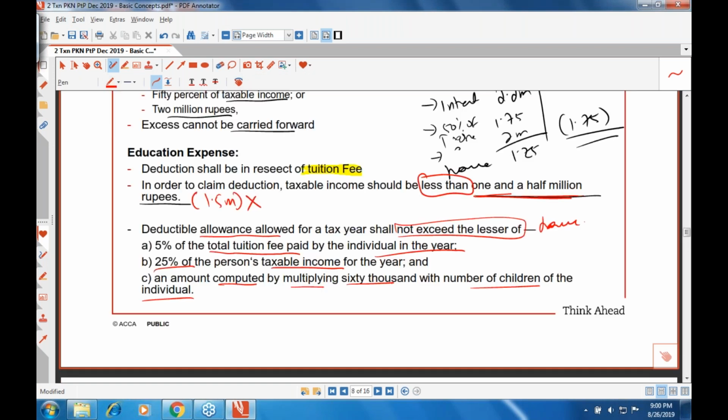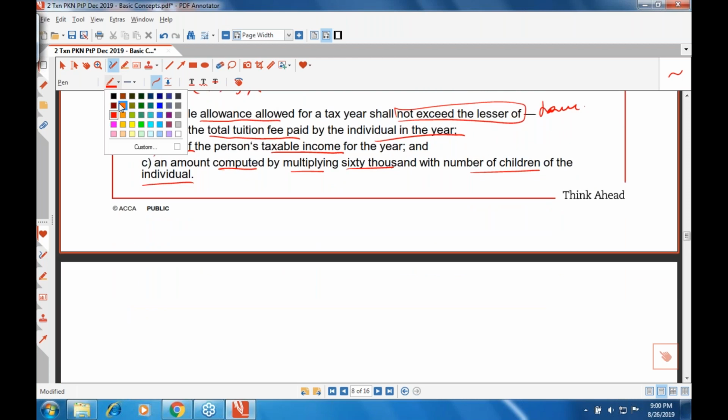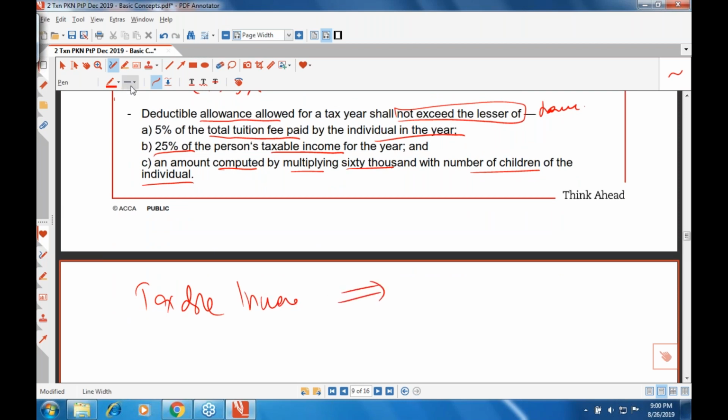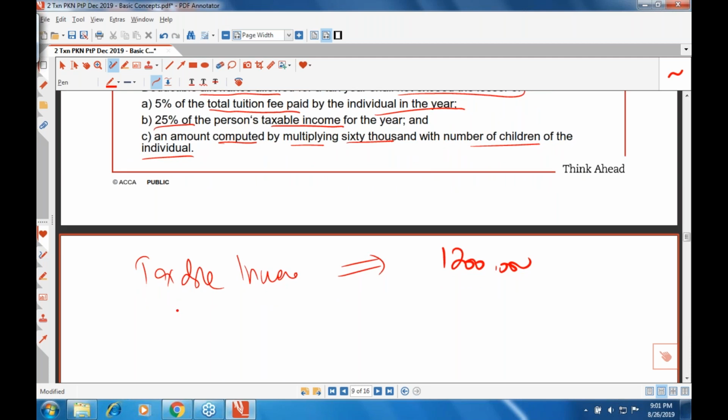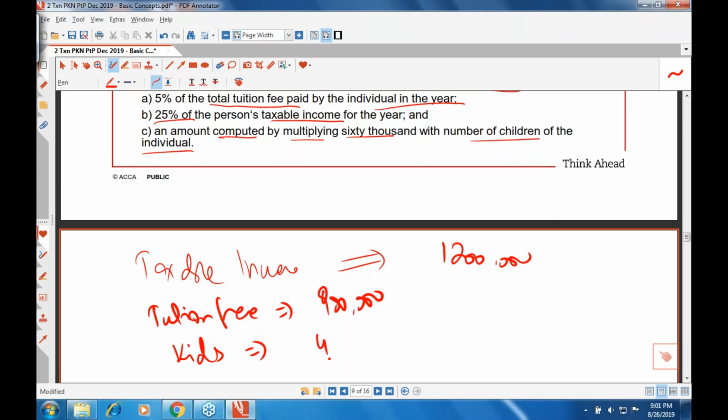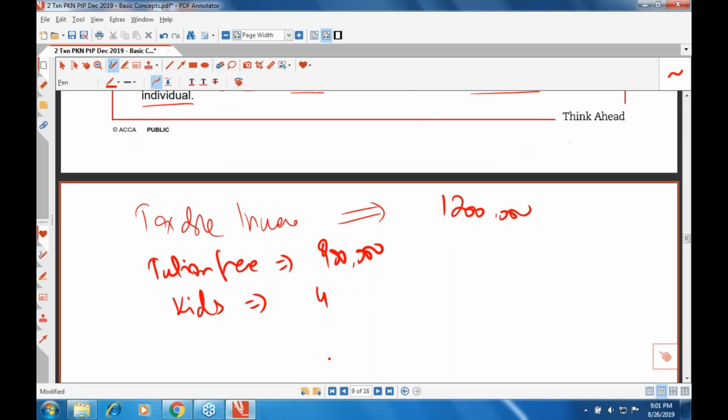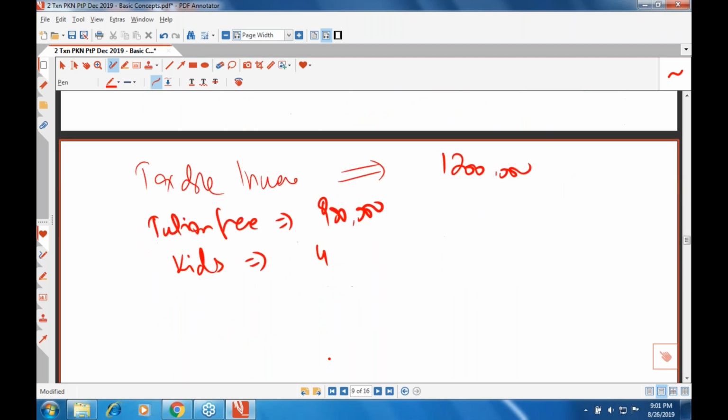If I take an example, let's say your taxable income is 1.2 million, and the total tuition fee that you have paid during the current year is 900,000, and the number of kids that you have is 4. So how much of the educational expense can you claim? You'll have to apply these limits. Now, what are these limits that are going to be applicable?